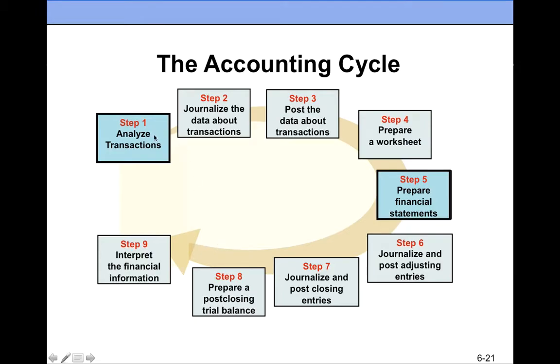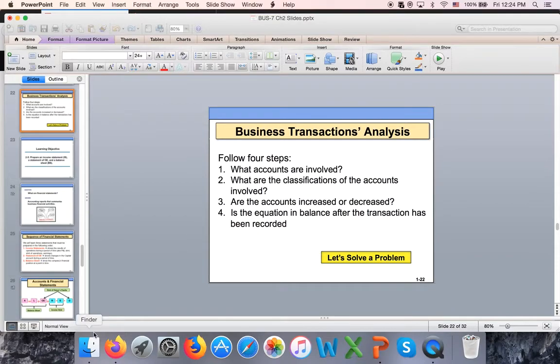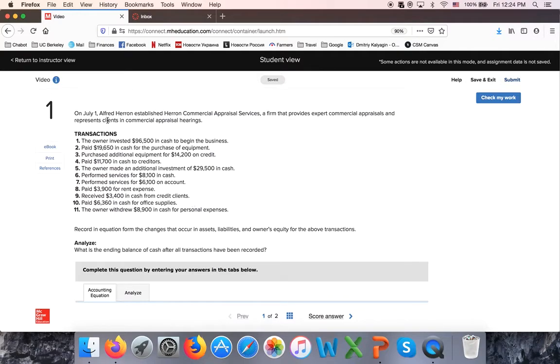So let's talk about analysis of transactions. We will follow these 4 steps, look at them. You will read the transaction, you will decide which 2 or more accounts are impacted, you will decide their classification, meaning are these accounts assets, liabilities, equity, or revenue, or drawing, or expenses? Are they increased or decreased? And make sure you're equal, you're in balance. So I just want to go to a problem. Let me go right here. It's a made-up problem. You cannot find it in your book. So we have July 1st, Alfred Heron established his appraisal services company, and we have this transaction.